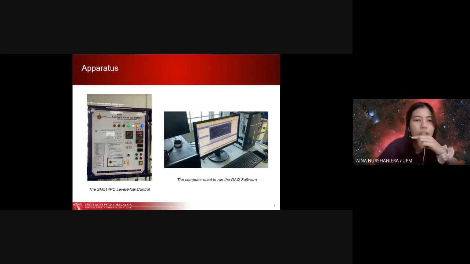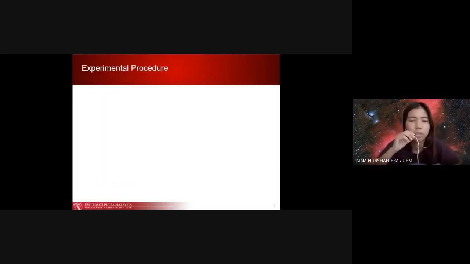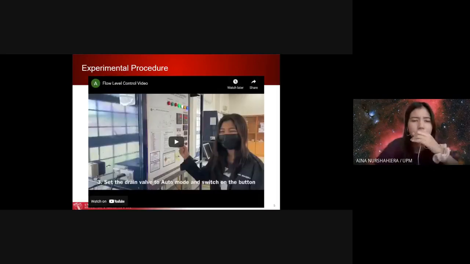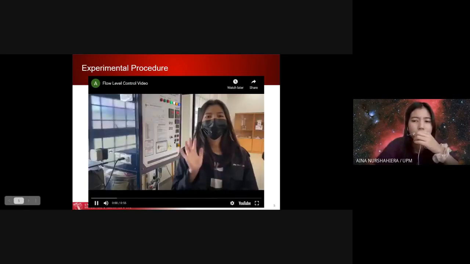So the apparatus used for the experiment was the SM514 PC level flow control, and we also have a personal computer that is used to run the DAQ software that is used to generate the flow control graph. The next one will be the experimental procedure.